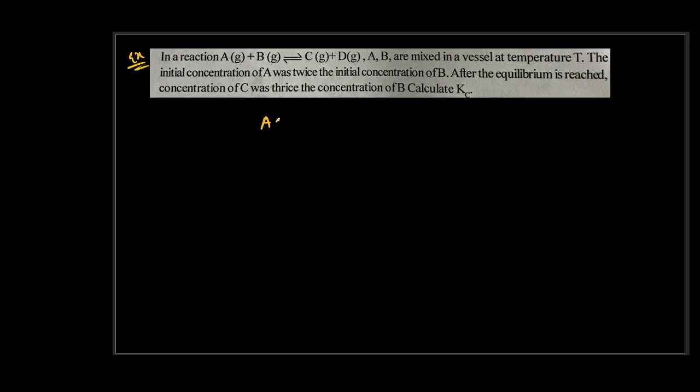What this is: A gas plus B gas going to give C gas plus D gas. A and B are mixed in a vessel at temperature T. The initial concentration of A was twice the initial concentration of B. After the equilibrium is reached, the concentration of C was thrice the concentration of B. Then calculate Kc.